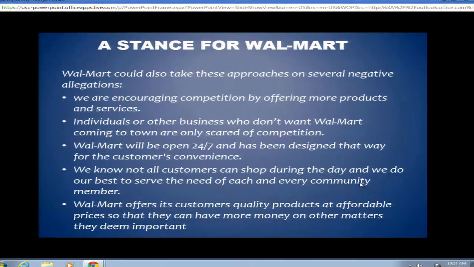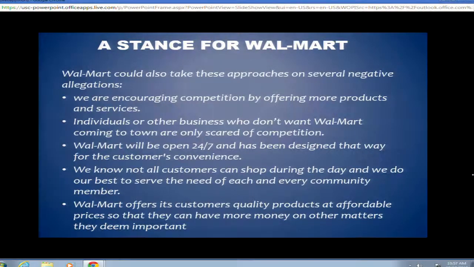The stance Walmart can take would be that these are just different things. Like if somebody was to ask why they're doing things, people say that Walmart doesn't like competition because when they move in, a lot of other small businesses, like say Food Line and Piggly Wiggly, I don't understand how they're still around, but we're encouraging competition by offering more products and services. Individuals or other businesses who don't want Walmart coming into town just don't want to compete.